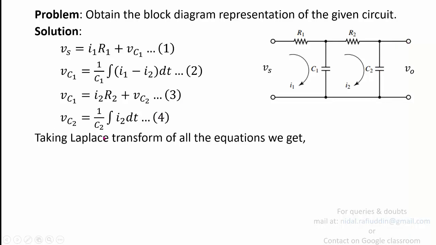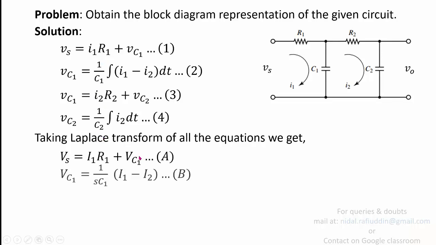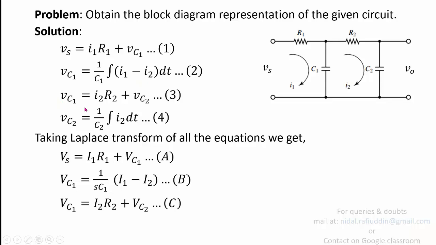So now if you apply Laplace transform to each of these equations, from equation 1 you get Vs equal to I1 R1 plus Vc1. We call this equation A. From equation 2 you get Vc1 equal to 1 upon Sc1 times (I1 minus I2). And from the third equation you get Vc1 equal to I2 R2 plus Vc2. And from the fourth you get Vc2 equal to 1 upon Sc2 times I2. So A, B, C, D are the Laplace transformed equations corresponding to equations 1, 2, 3, and 4.